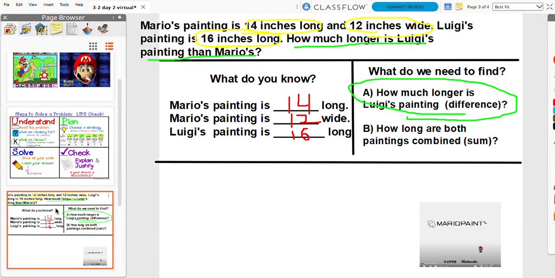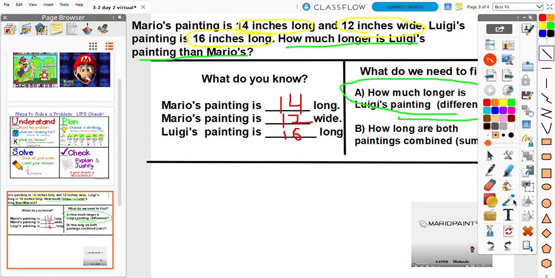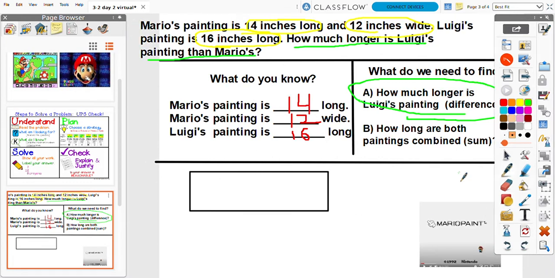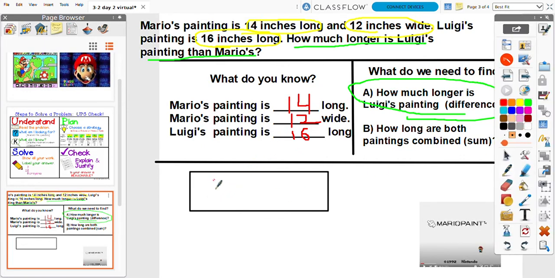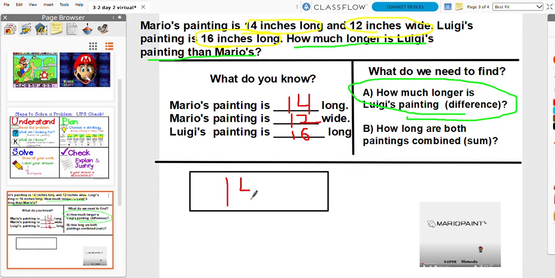Alright, let's plan a strategy. Well, my strategy first is going to be, before I even write a math problem, I'm going to use an illustration. So I'm going to draw what we call a bar diagram. So first of all, we need to know Mario's and Luigi's. So I'm going to draw a little rectangle for Mario's painting. Mario's painting is right here. It's a me, a Mario. And we know he's 14 inches long. We're going to give him red for Mario. And label. I'm just going to put a little M for Mario.